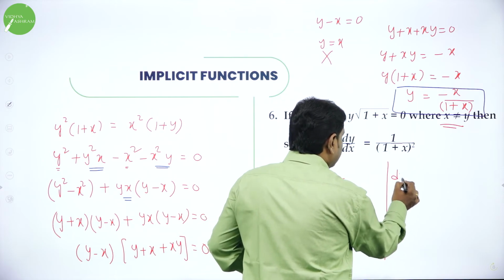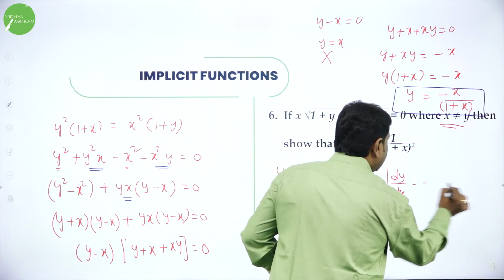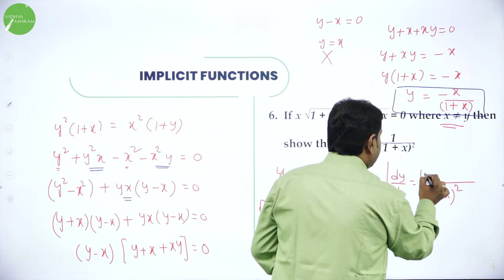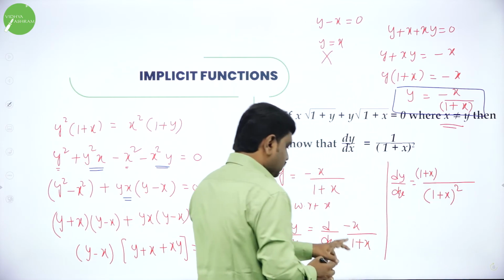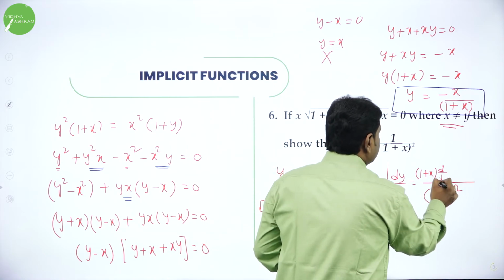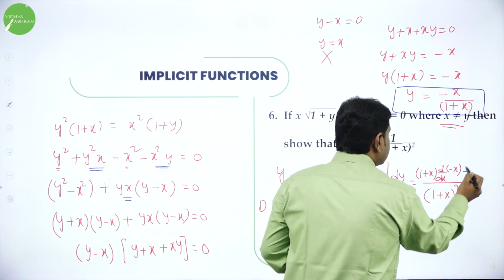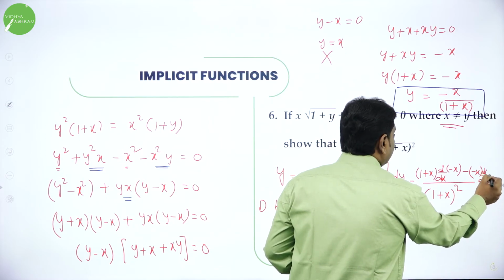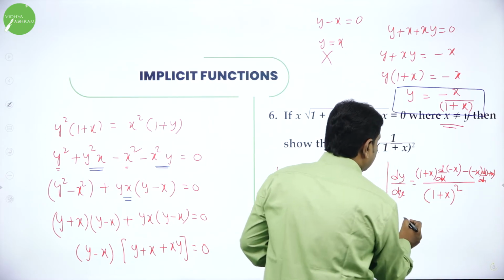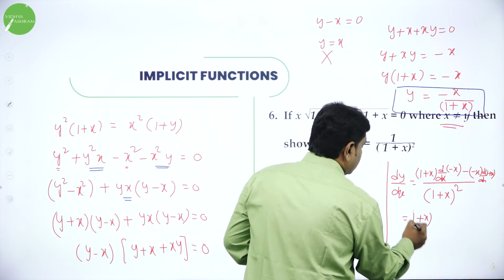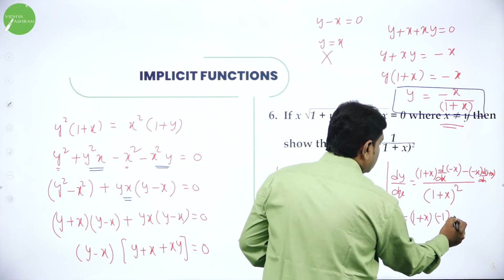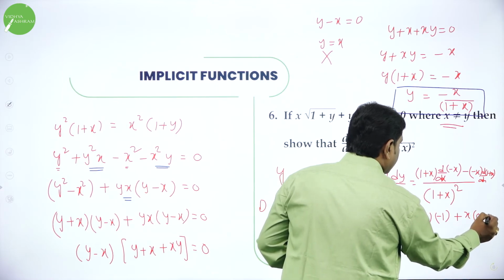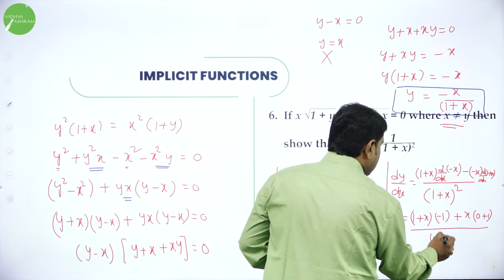So dy by dx on the LHS, and on the RHS in the denominator the whole square. What is denominator? 1 plus x the whole square. In the numerator, denominator into d by dx of numerator. What is numerator? Minus x. Minus numerator into d by dx of denominator 1 plus x. That is 1 plus x into derivative of minus x is minus 1, minus of minus becomes plus, x into derivative of 1 is 0, derivative of x is 1, divided by 1 plus x the whole square.